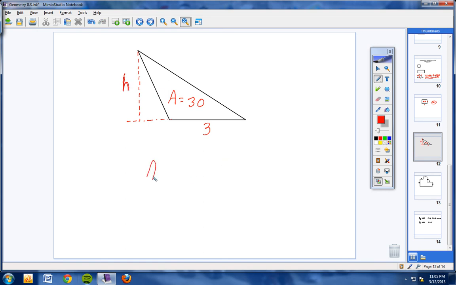Well, let's use our formula. We know the area of a triangle is 1/2 base times height. For the area, I've given that to you, so we're going to substitute 30. For 1/2, I'm going to substitute 1/2. For the base, I'm going to substitute 3. And for the height, I'm going to substitute h.